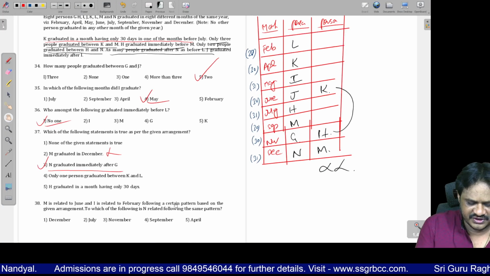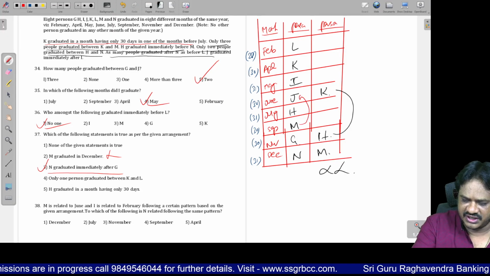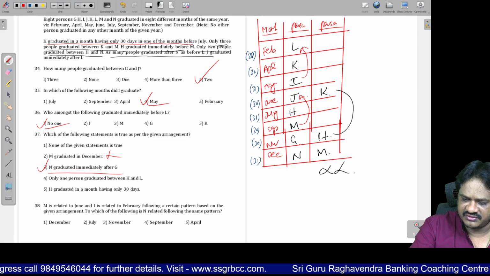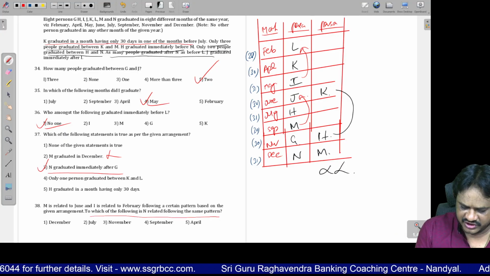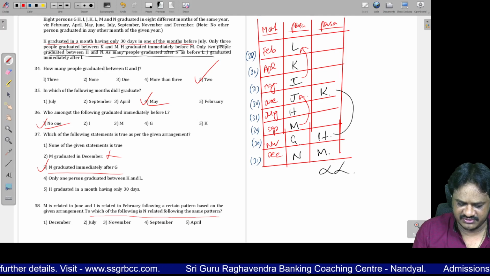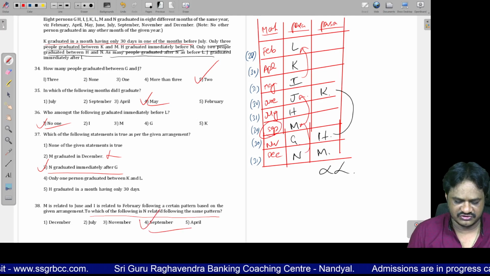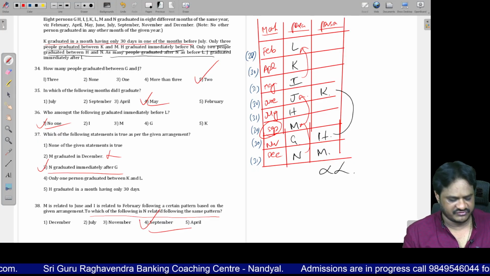Next, if M is related to June, I related to February, one gap before, then to which of the following is N related to in the same pattern? So N is related to 1 month before, that is September. So fourth one is the correct answer. With this we completed the month week puzzles.